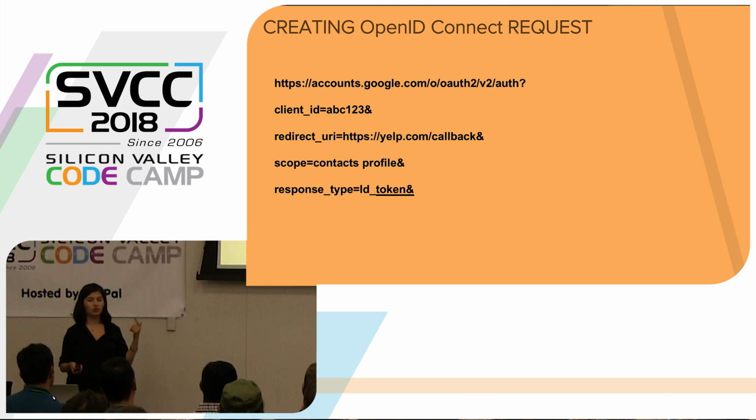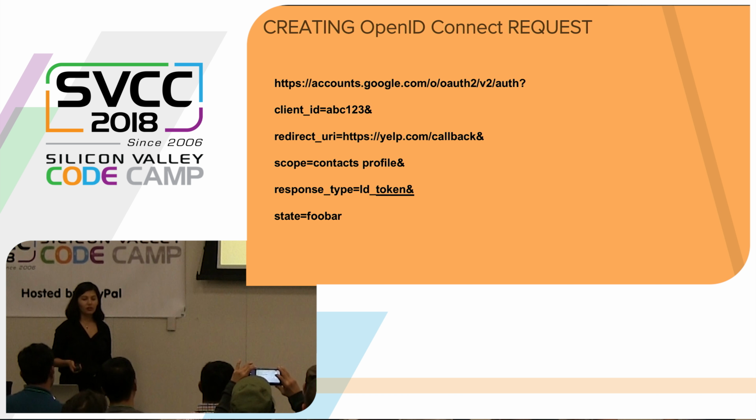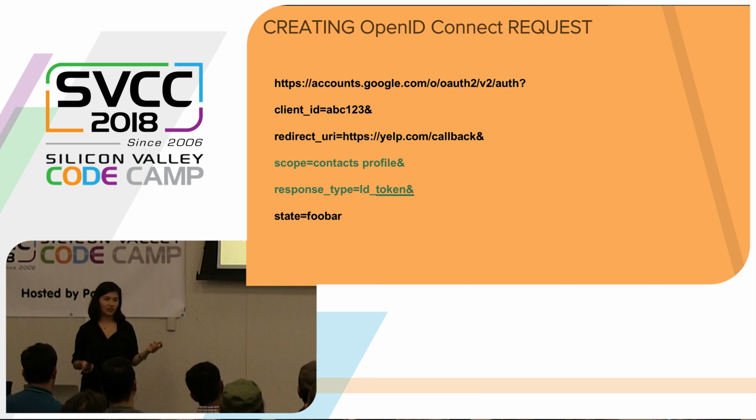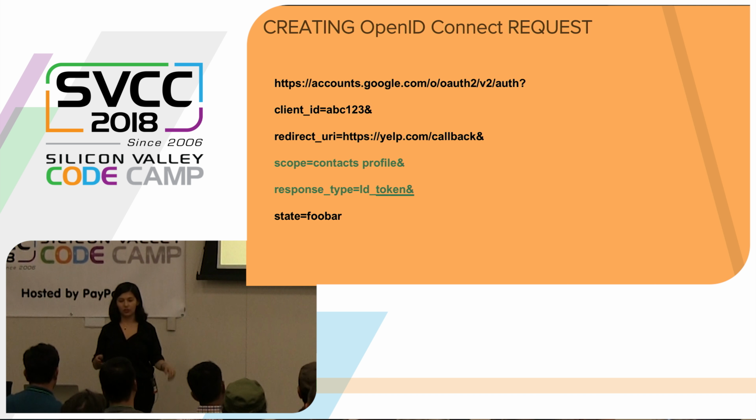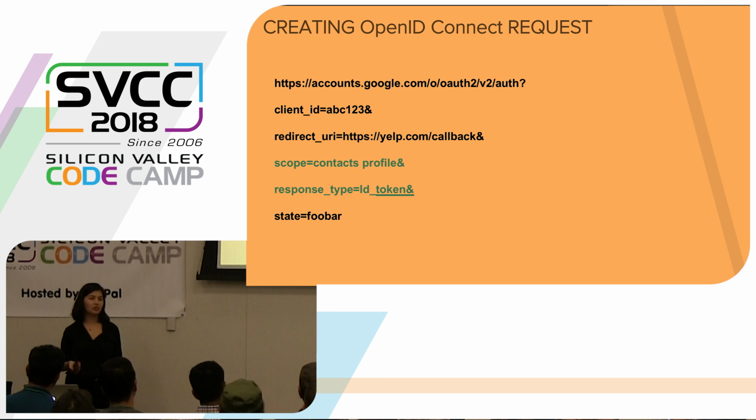So the only difference from the previous request is that in the previous request it was token. In this request it's ID token, and then you have state at the same time. So the only difference right now is that with OAuth you're requesting an access token as the response type. In this case you're asking for an ID token.